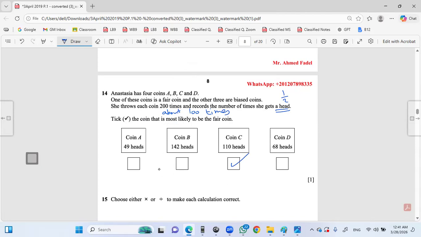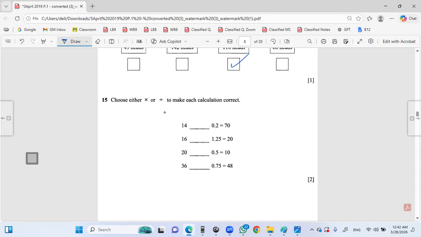By the way, Mr., it could be coin B, 142 heads. Why not? Is it impossible? No, it's not impossible, but they said to you most likely. So most likely it is going to be C.